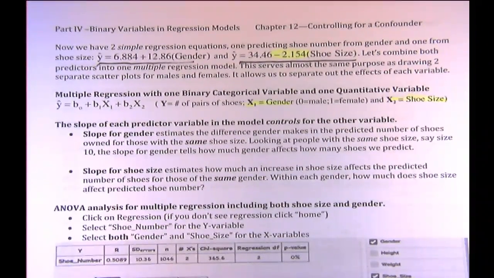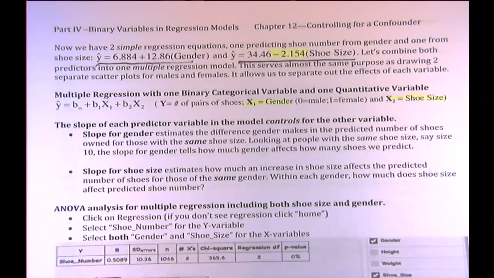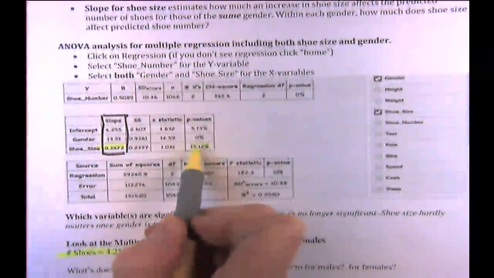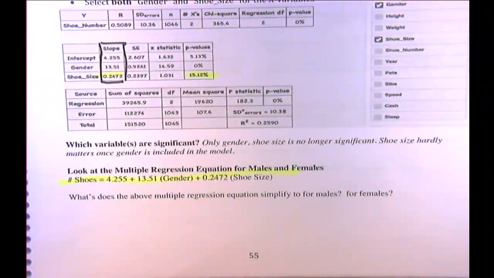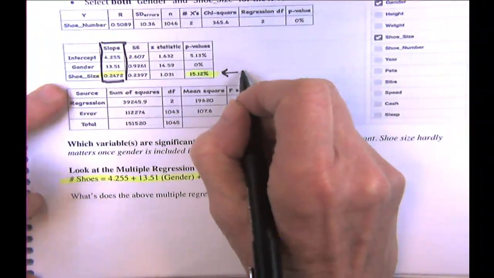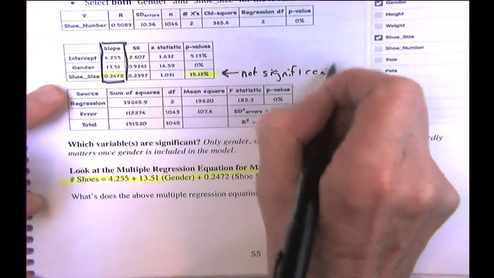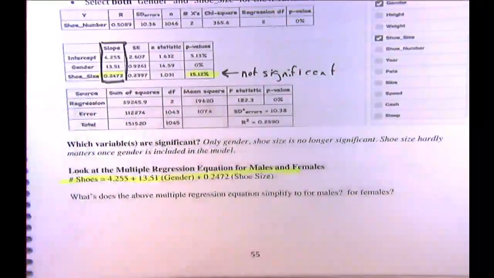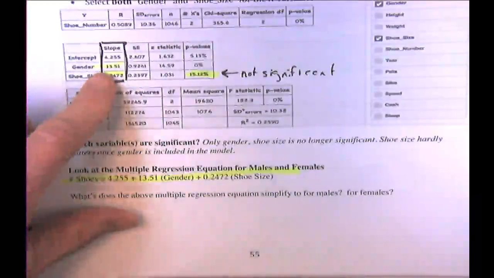This is what I'm saying. This slope right here, is that significant? Look at its p-value. Is this significant? No, it's not even significant. Is the slope for gender significant? Let's look at that one. That's right here. The slope is, let's compare it to the one here.